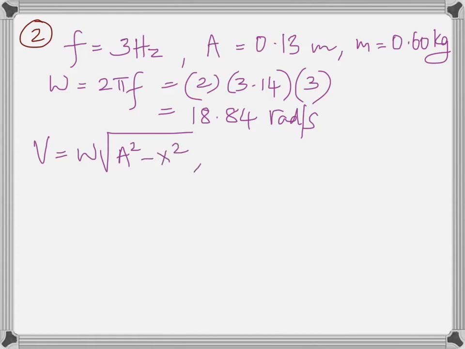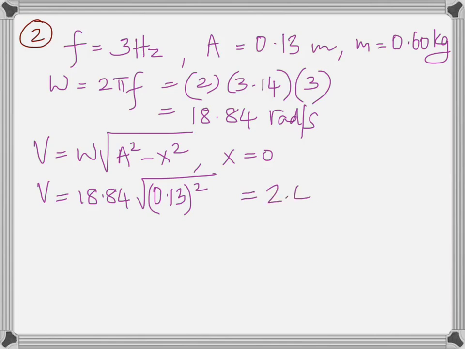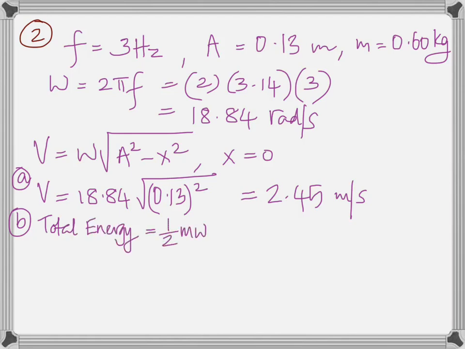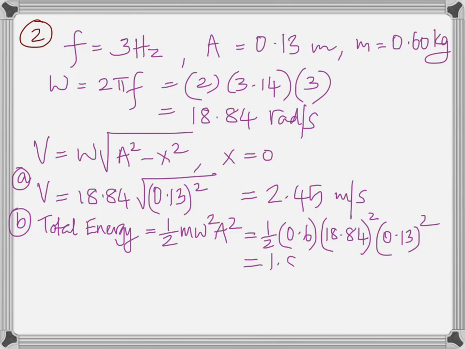Velocity at the equilibrium position is the maximum velocity. That happens when x is 0 because you measure displacement from the equilibrium. You get it as 2.45 meters per second. This is the C part. The total energy is 1/2 m omega squared a squared, or k a squared. When you put in the numbers, you get 1.8 joules.